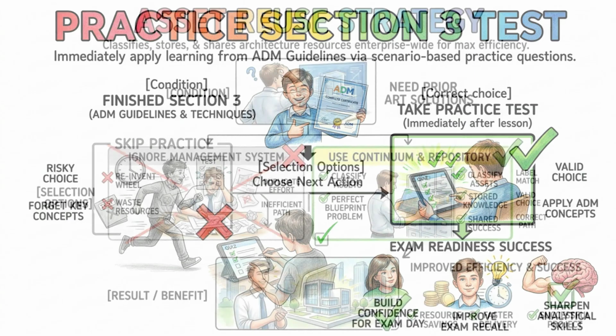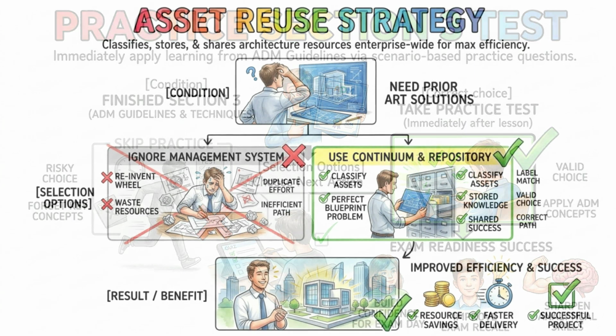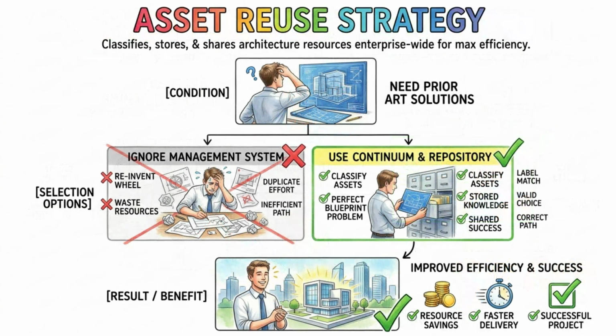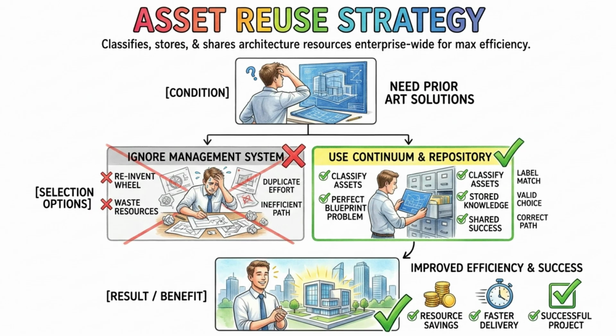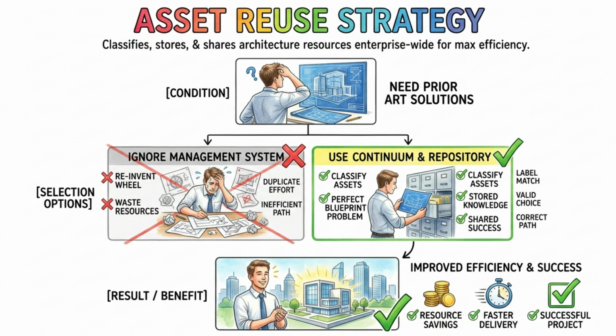Welcome back to Section 4, where we shift our focus to organizing and reusing architecture assets through the enterprise continuum and architecture repository. In this lesson, you will learn how architectures are classified, stored, and shared across the entire enterprise to maximize efficiency. Understanding these concepts is vital because it prevents your team from constantly reinventing the wheel and wasting valuable resources on problems that have already been solved. Get ready to explore the filing system of the TOGAF framework, which will give you a major advantage on your certification exam and in your future career.